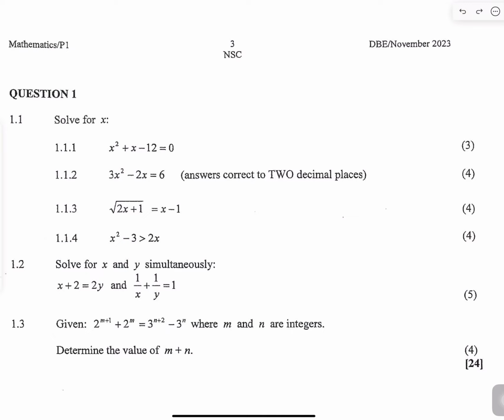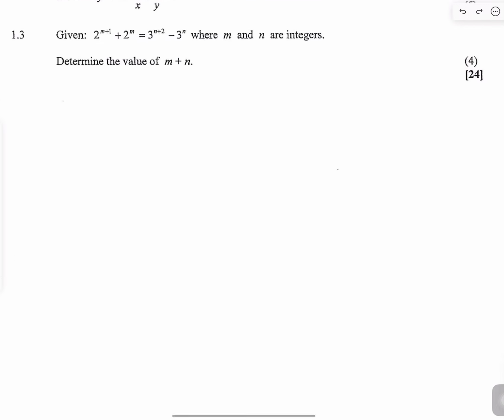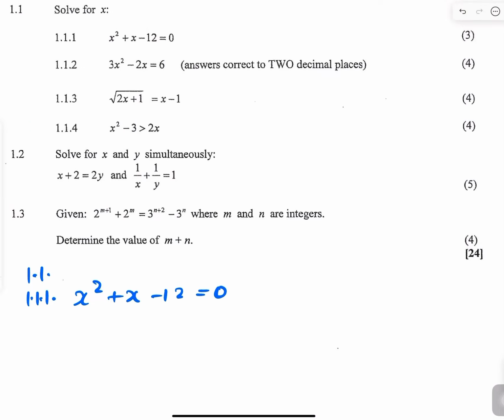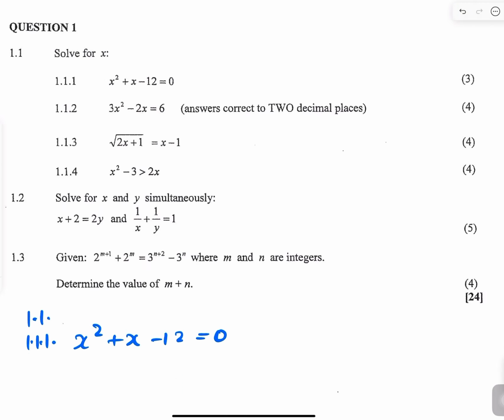1.1.1 is given by x squared plus x minus 12 is equal to 0. So let's solve that. 1.1, that is to solve for x. 1.1.1, you are given the problems. That is x squared plus x, take away 12 is equal to 0. You can double check that. It's x squared plus x minus 12 is equal to 0. Now, you must check the marks. The marks here is 3 marks.